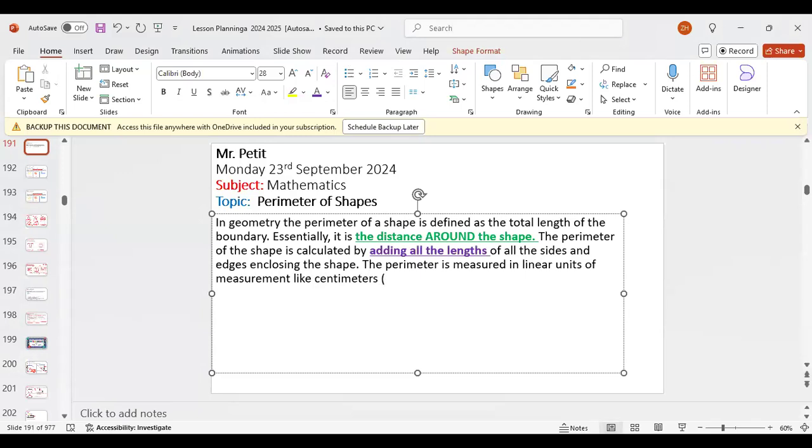Abbreviation for centimeters is what? CM. Yeah. What else? We could use meters. We use feet. We could use kilometers, but kilometers is very long. Let's do feet. What's the abbreviation for feet? FT, very good. And how about inches? What's the abbreviation for inches? IN. And what else? Yards. What's the abbreviation for yards? YD.